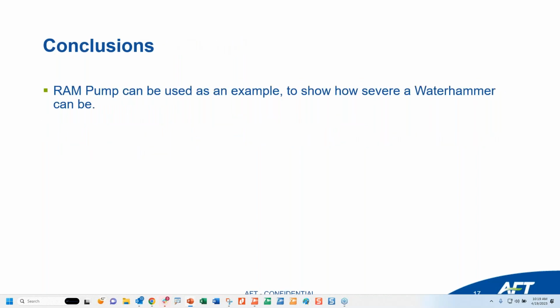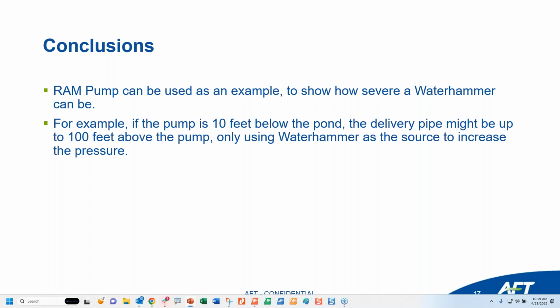So, conclusions. The ram pump can be used as an example to show how severe a water hammer can be. For example, if the pump is 10 feet below the pond, the delivery pipe might be up to 100 feet up the pump, only using water hammer as a source to increase the pressure. So imagine it can increase your pressure 10 times. Imagine if you have a system where water hammer is happening, the forces you can get due to the water hammer effect in your system. So water hammer or surge pressure is always something you have to be careful about. And the ram pump is an example of how critical water hammer can be.